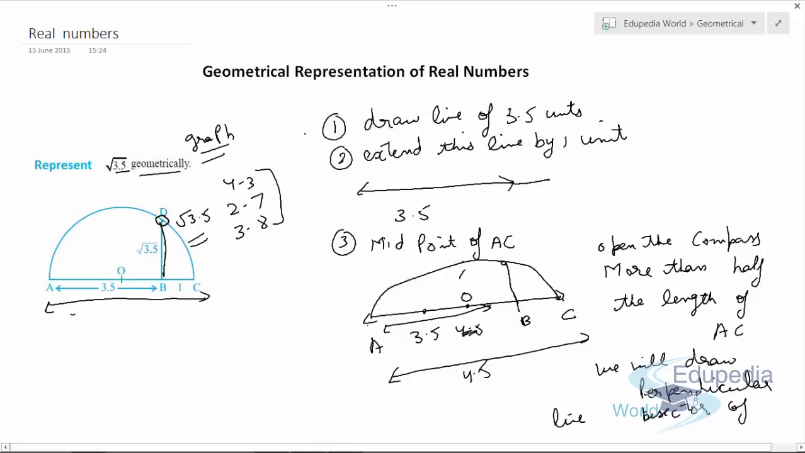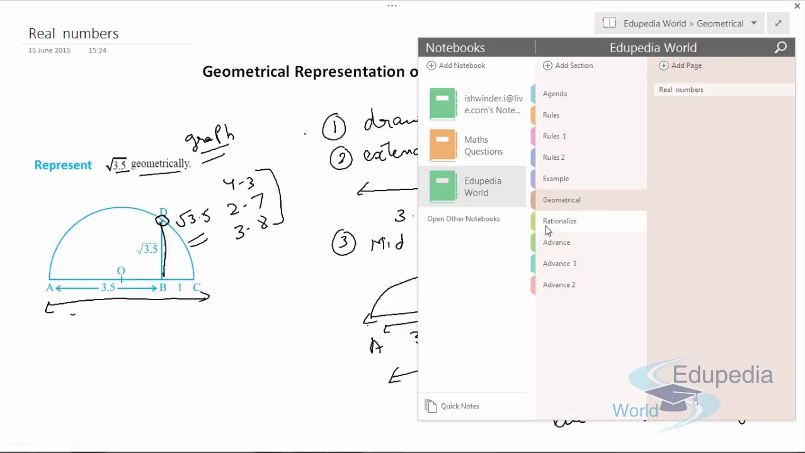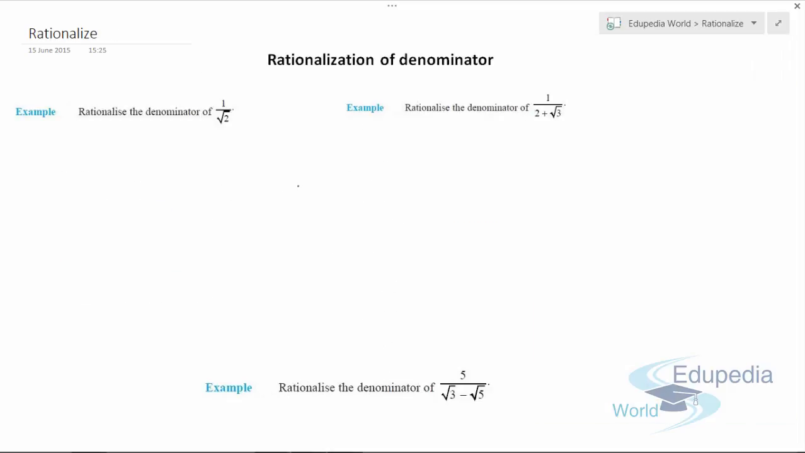So this is how we represent real numbers on graph paper. So let's discuss the further concept, which is rationalization. Now this concept is very important, and these types of questions will definitely come in the exam, so you have to watch this question very carefully. Rationalization means, suppose we are given a number.